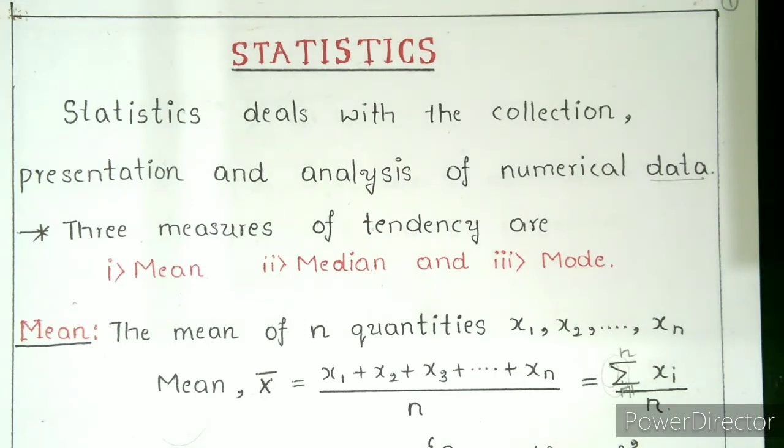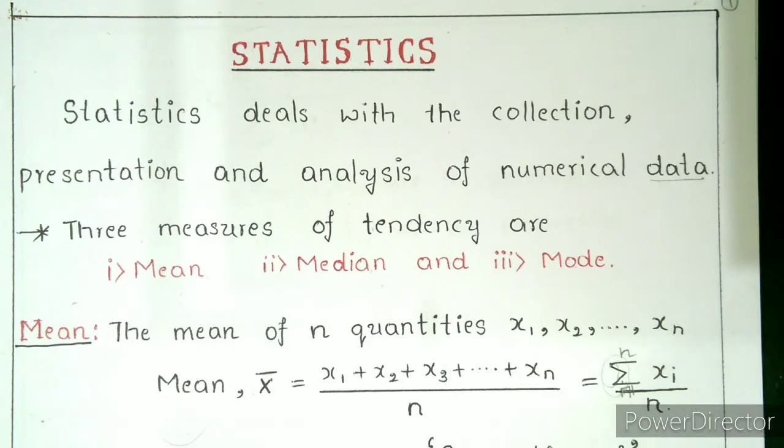Take an example: marks obtained by 40 students out of 25. These are all numbers. The marks are numbers, like 5, 10. Some of you get 25, some of you get 20. So these are all numbers, and these numbers you call the data.